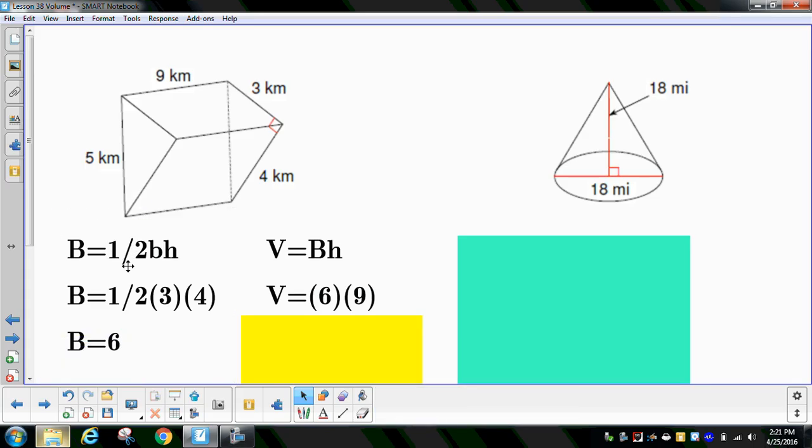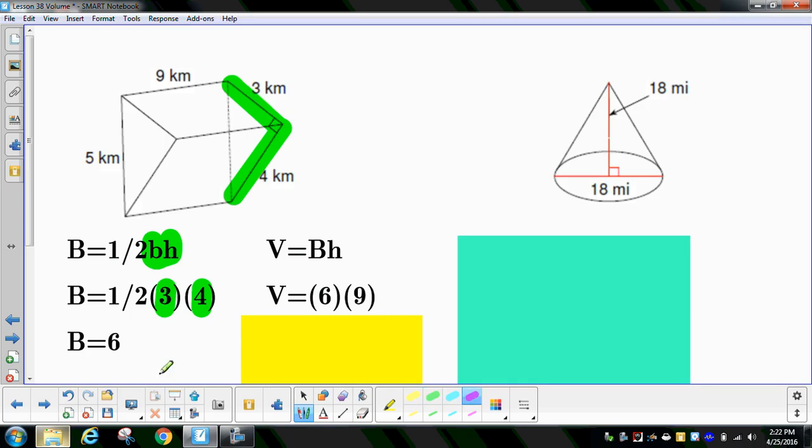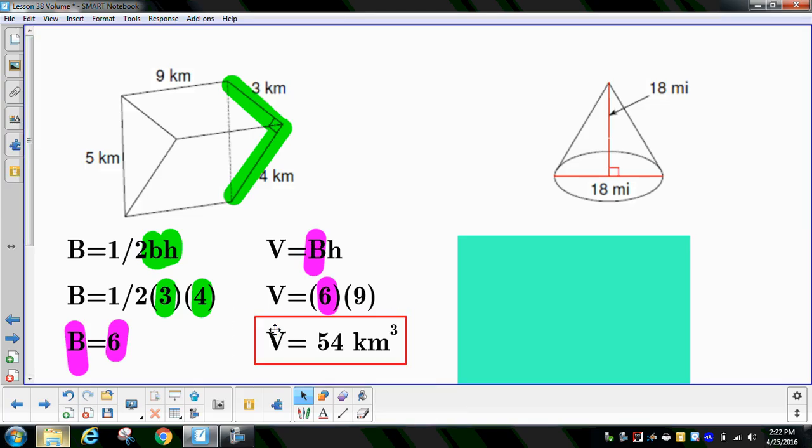So the area of the base is 1/2 the base times the height of the triangle. Those are those two dimensions. It's a right triangle, so little b and little h are 3 and 4. So when we do 1/2 times 3 times 4, we get 6. That's where this dimension came from, big B. And then we just multiply 6 times 9, and we get 54. Now notice my dimensions were originally in kilometers, and my volume is in kilometers cubed. So the volume is 54 kilometers cubed.